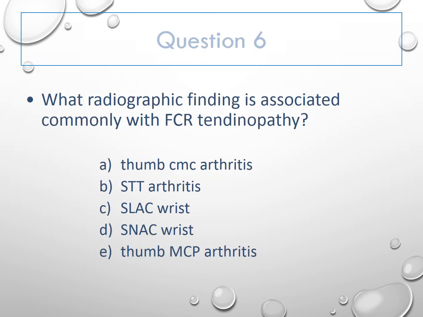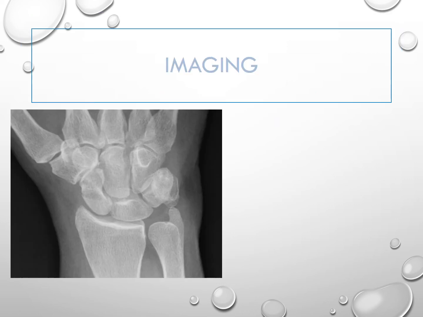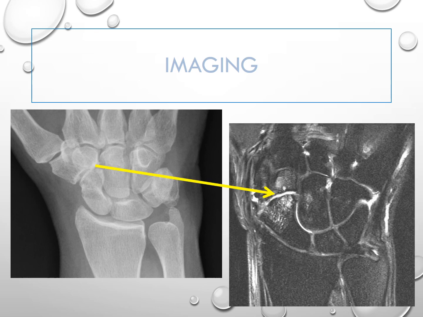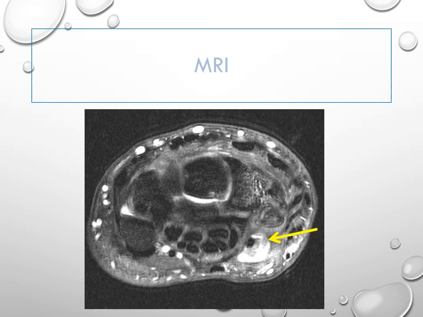What radiographic finding is associated commonly with FCR tendinopathy? STT arthritis. Here on the x-ray on the left, we can see there's STT arthritis, and on an MRI, it's confirmed. On this image of the MRI, we could see a tendinopathy of the FCR. You could see the difference of the FCR tendon indicated by the arrow compared to the other flexor tendons in the carpal tunnel.